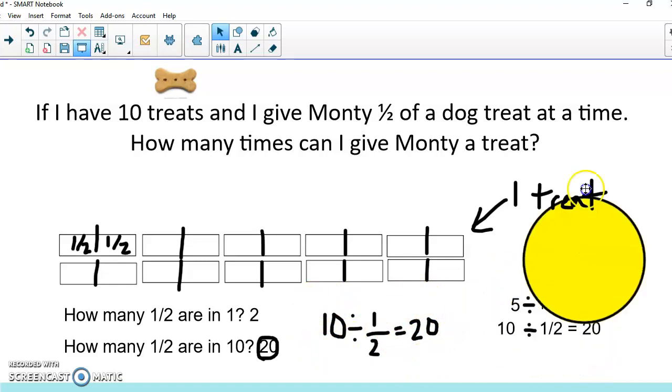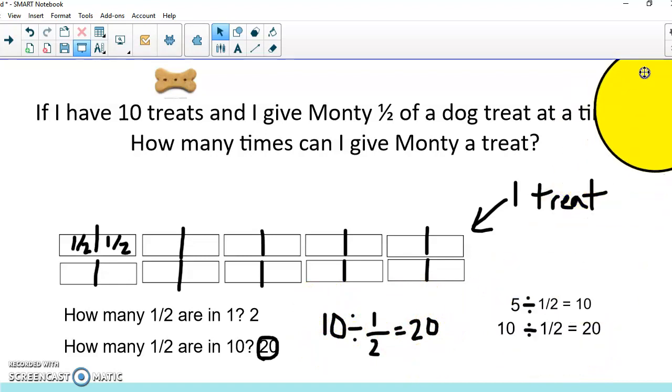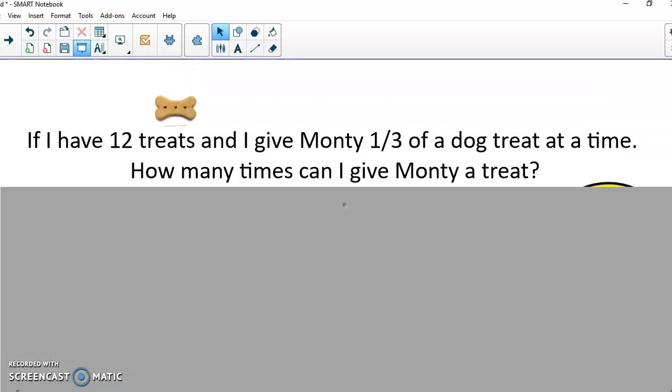Okay? Let's take a look at what we know so far. We know that 5 divided by 1/2 is 10, and 10 divided by 1/2 is 20. Okay. For our third problem, now I want you to imagine that I have 12 treats. But I decided 1/2 of a treat is way too much. So this time I give Monty 1/3 of a dog treat at a time. How many times can I give Monty a treat?